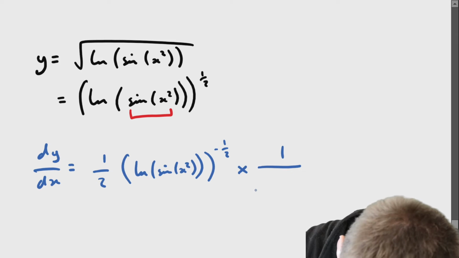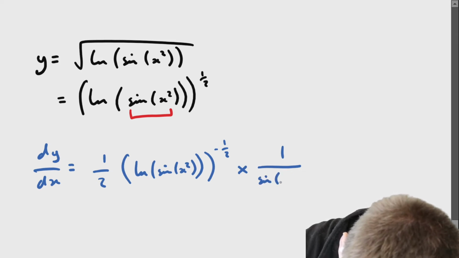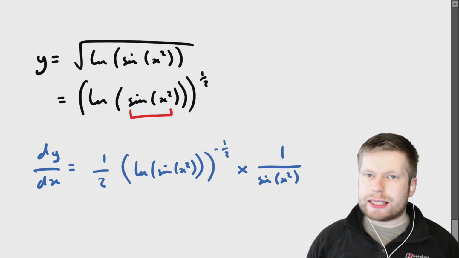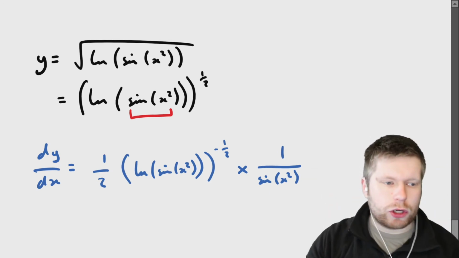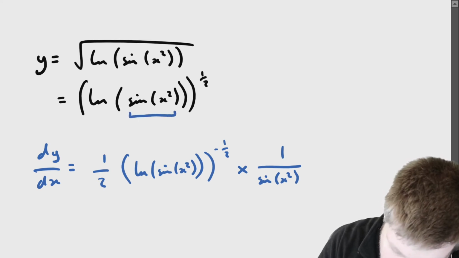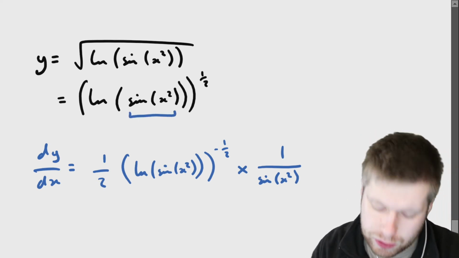Okay, so 1 over the sine of x squared. That's my natural log function. Just remember, the derivative of a natural log is essentially 1 over that function. Okay. Now I need to work my way inwards and multiply by the derivative of my inside function, which is the derivative of sine x squared.